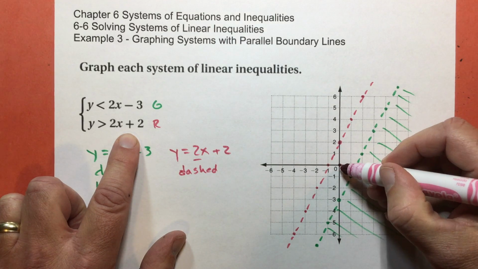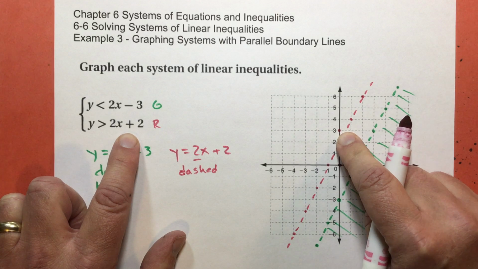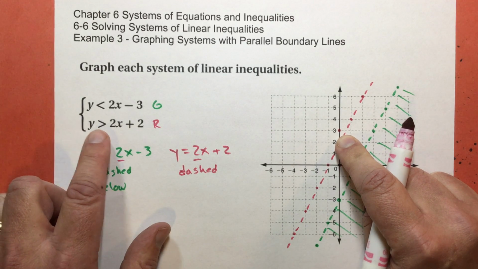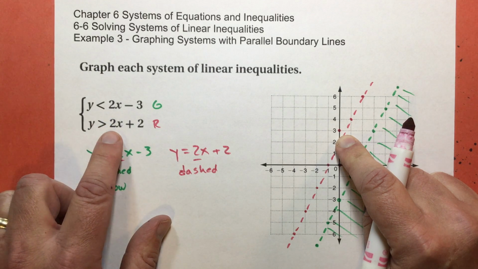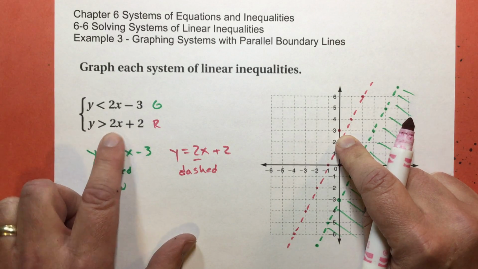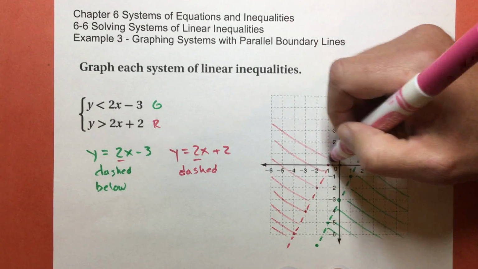Let's try something on the other side. Let's try 0, 3. And I got lots of choices, but I'm going to try 0, 3. Is 3 greater than 2 times 0 plus 2? 0 plus 2 is 2. Is 3 greater than 2? Yes, it is. So now I'm going to shade this side.